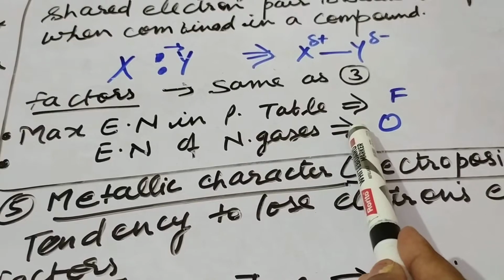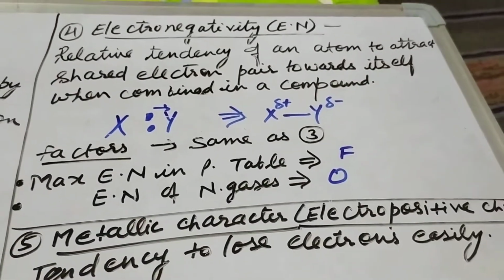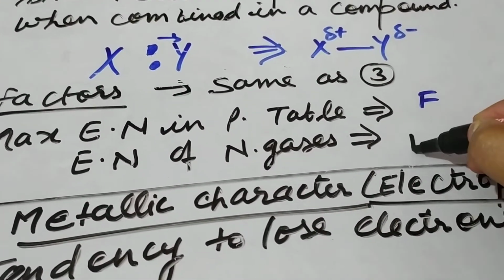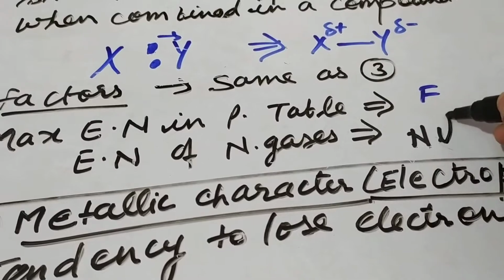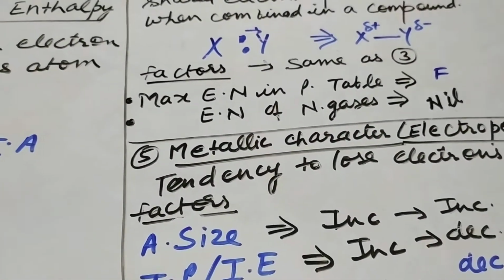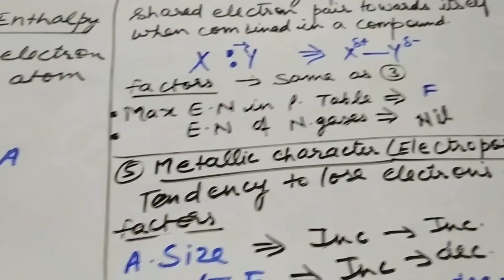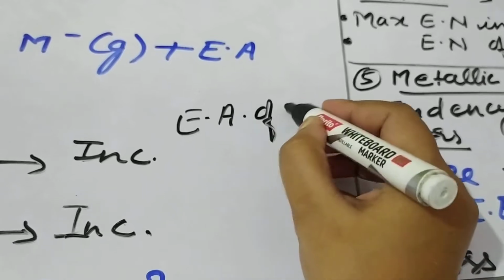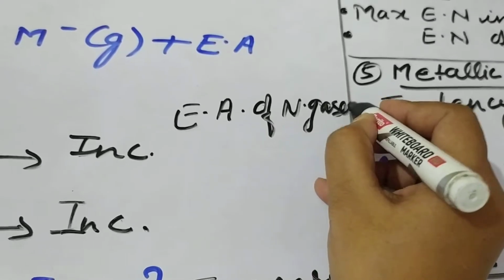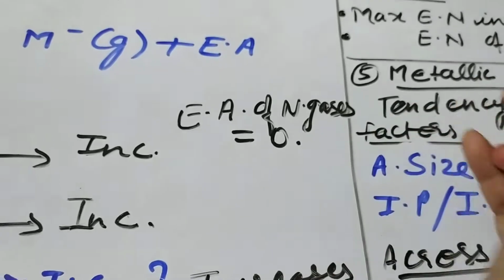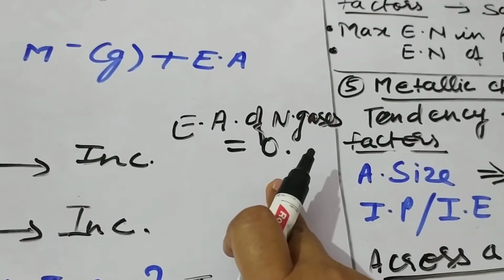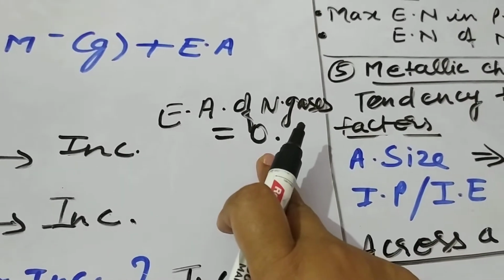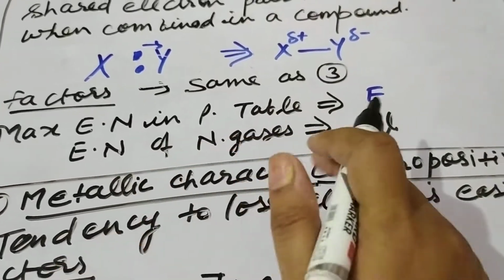Electronegativity of noble gases should be nil because it is not a measurable quantity. And electron affinity of noble gases will be 0, because it is a measurable quantity. Electron affinity is 0 because noble gases need not accept electrons, because the outermost shell is filled. So electron affinity of noble gases will be 0 and electronegativity of noble gases will be nil.